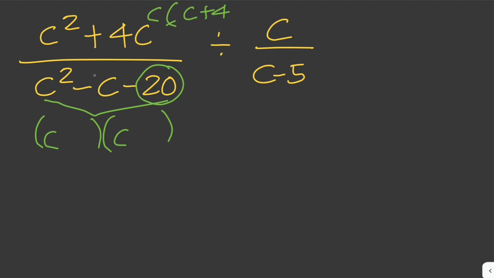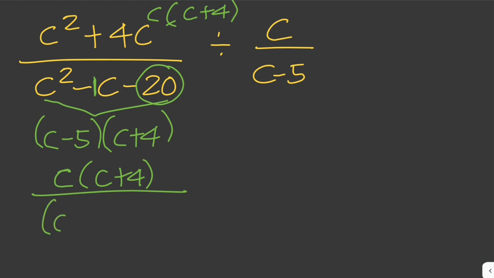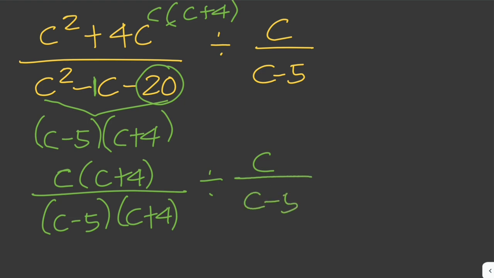And then when we add them up, it would equal negative 1, because the coefficient of the middle term here is negative 1. So we can use negative 5 plus 4. Alright, so we can now write this expression as c times c plus 4 over c minus 5 times c plus 4, divided by c over c minus 5.